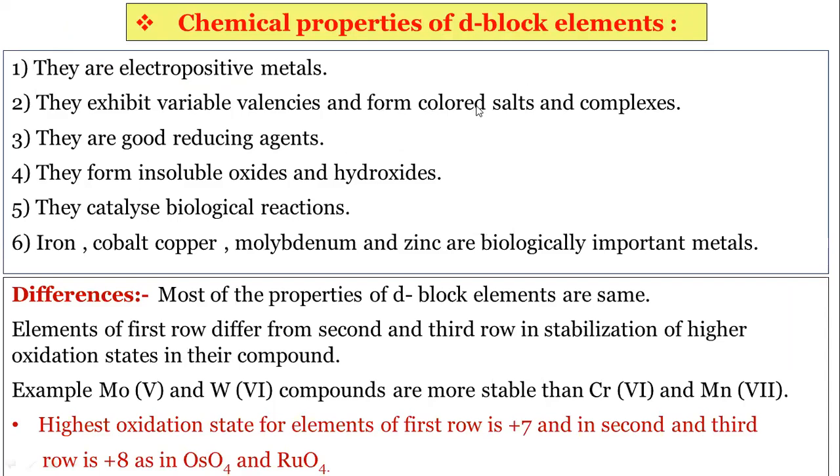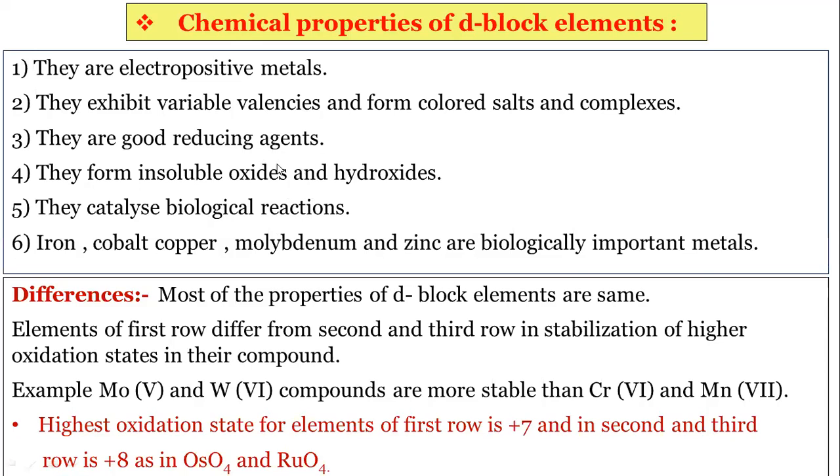They form colored salts and compounds. They are good reducing agents. They form insoluble oxides and hydroxides. They catalyze biological reactions. Iron, cobalt, copper, molybdenum, zinc are biologically important metals. So these are some chemical properties. These are also not asked for the examination, remember.